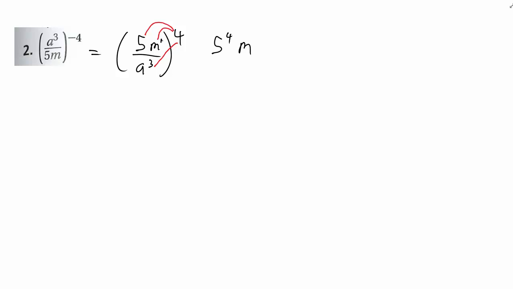M, this is really an m to the first, so if you take 1 times 4, you get 4. And then this is an a to the third. 3 times 4 is 12. So you get a to the 12. Now this is the answer in exponential form.